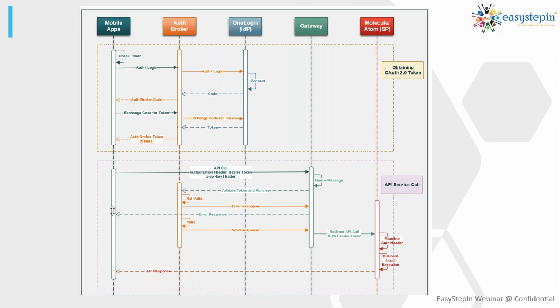Okay. So now that we have a token, you can make an API call to the gateway with the bearer token and the API key in the header. Okay. Remember, API key is required in every request. Basically, gateway will take that message and then send it to the broker to validate the token and policies. Right? If it is a valid response, it is going to return a redirect call from gateway itself to the backend runtime, like it can be atom or a molecule. So here it is going to validate the auth header and the logic of the actual integration process and returns the response to the user or application, whoever it is. Okay.